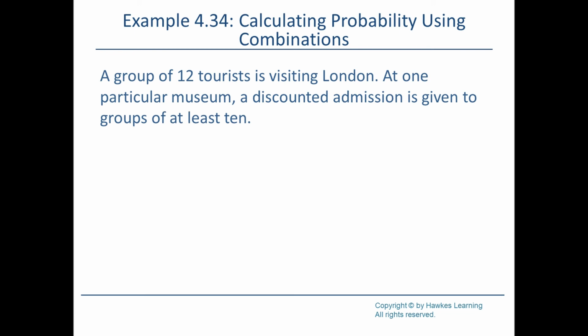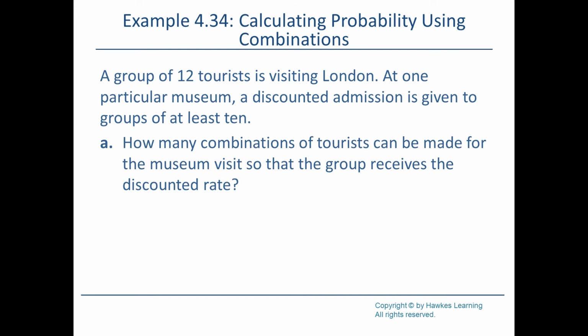So here we'll start out with a nice little example. A group of 12 tourists is visiting London. At one particular museum, a discounted admission is given to groups of at least 10. So A, how many combinations of tourists can be made for the museum visit so that the group receives the discounted rate? In other words, we want to find the number of ways of having 10 and 11 and 12 chosen out of that group of 12.